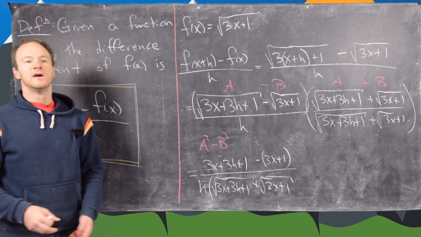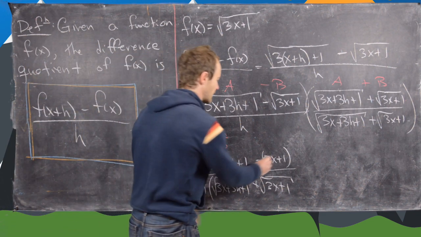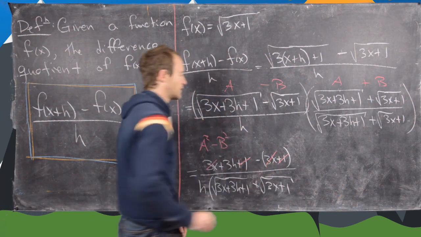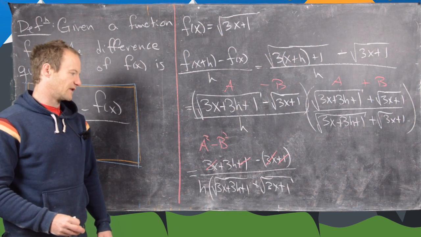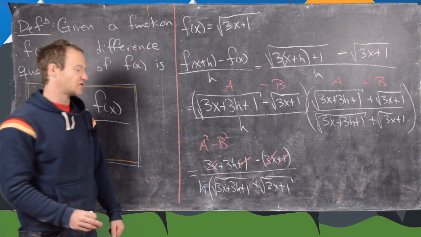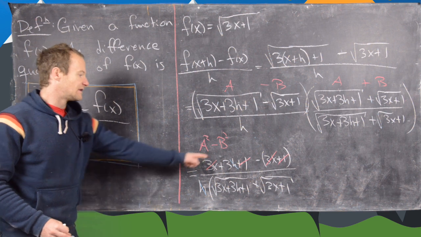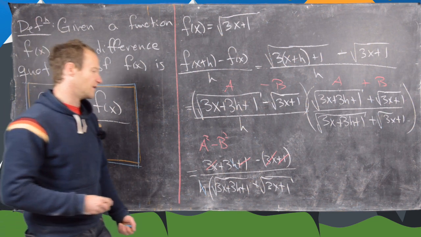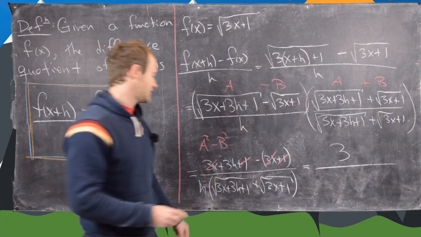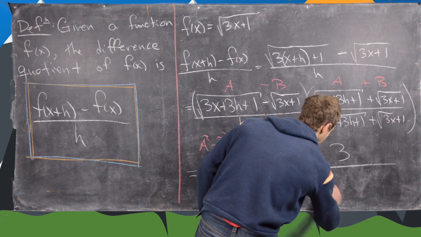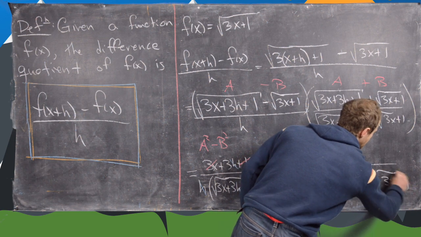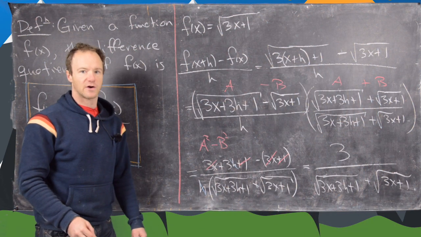Okay, good. But now notice here, this 3x is going to cancel with this 3x because we have a minus sign between them. And this 1 is going to cancel with this 1 because we have a minus sign between them. And then after that canceling, this h is going to cancel with this h, and it's really important that that happens afterwards, leaving us with only a 3 in the numerator. And then in the denominator we have this same term, so 3x plus 3h plus 1, that's under a square root, plus the square root of 3x plus 1. And that's the final answer for our difference quotient.